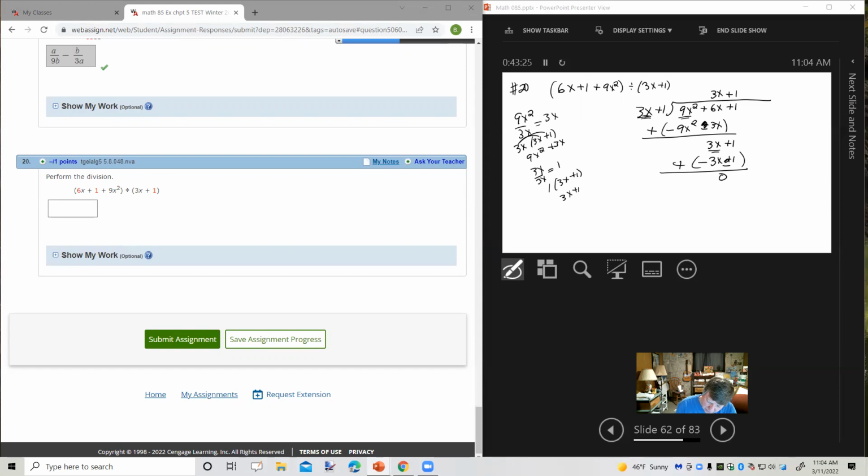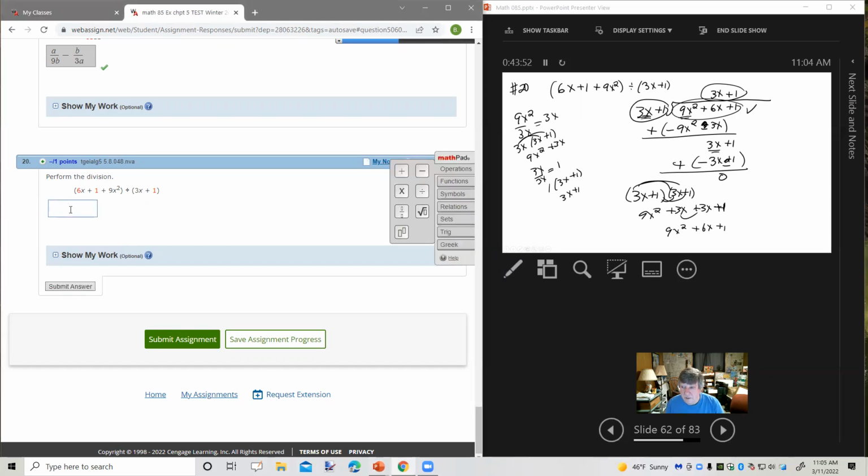So to check my work, the quotient times the divisor should equal the dividend. Let's see, 3x plus 1 times 3x plus 1 is 9x squared plus 3x plus 3x plus 1, combining like terms, 9x squared plus 6x plus 1, check. All right, so in our answer, 3x plus 1.